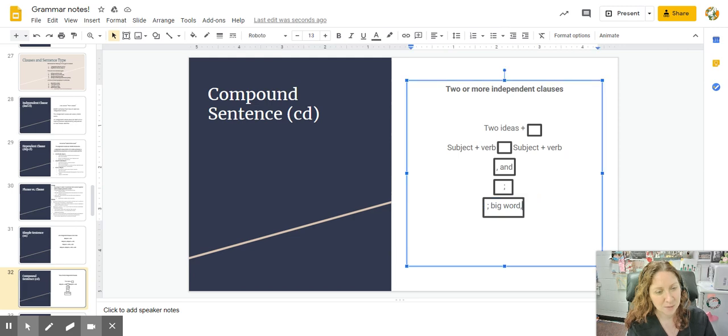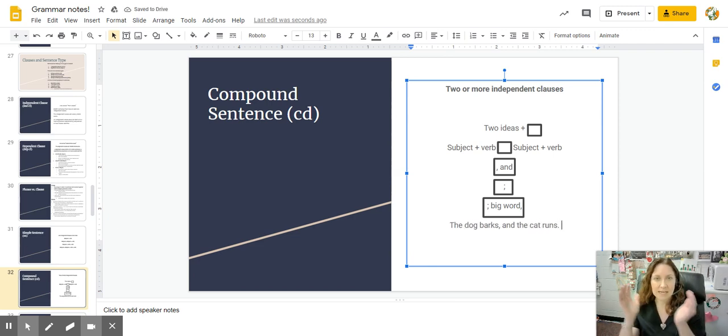So my example here is going to be: the dog barks, comma, and the cat runs. Well, in this sentence, I've got a simple sentence on one side and a simple sentence on the other side. I have the dog barks, that's one idea. I have the cat runs, that's one idea. In the middle of it, I chose to put comma and, they work together. Please note, comma and is one unit. The comma cannot be by itself. The and cannot be by itself. They must be together. Together, they're strong enough to separate two different simple sentences.